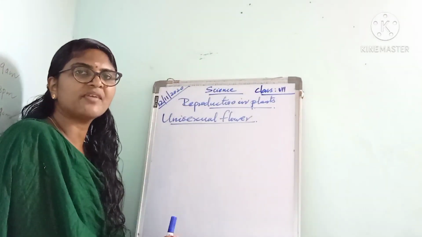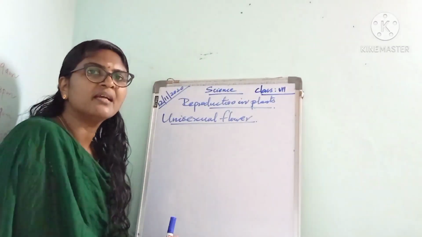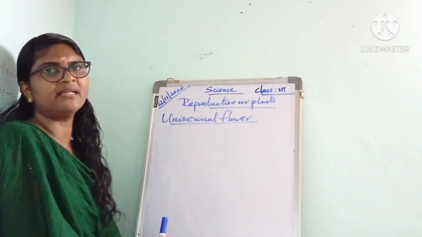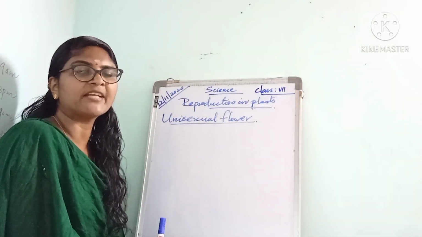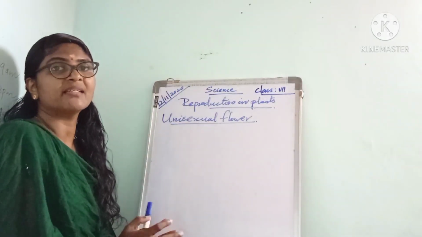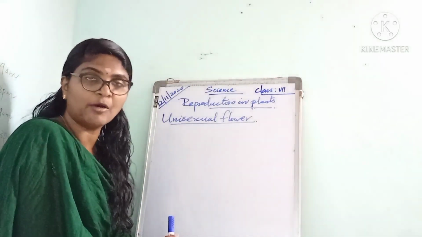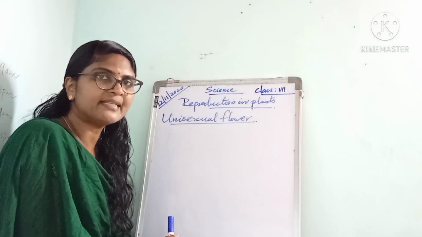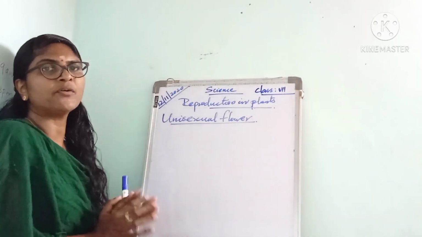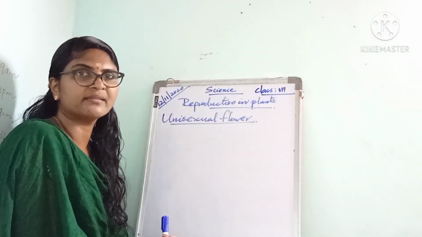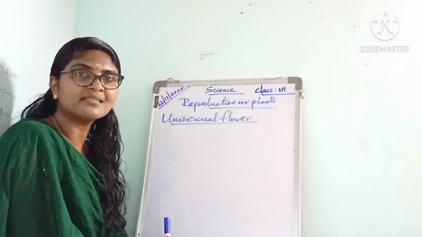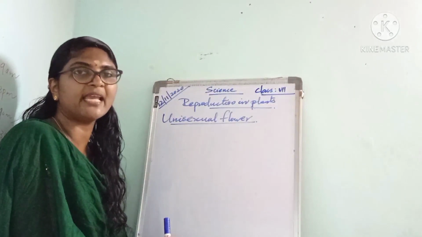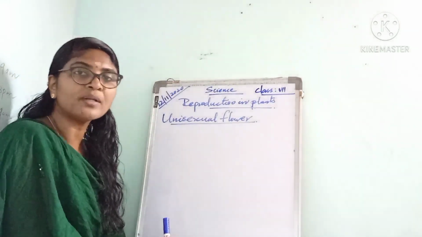Last class we discussed artificial vegetative propagation in plants and also sexual reproduction in plants, where we discussed the structure of a typical flower. Do you remember that? You know the important parts of a flower, actually four important parts: petals, sepals, stamen, and pistil or carpel.